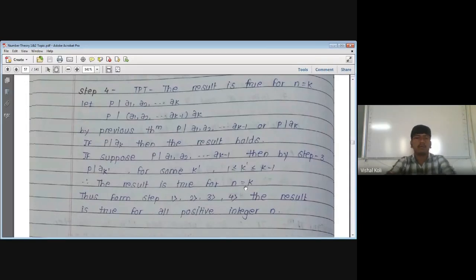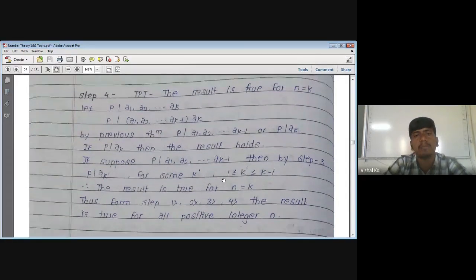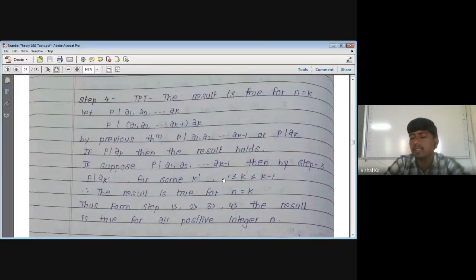From steps 1, 2, 3 and 4, the result will be true for any positive value of n. That is, if p divides a1 a2 up to so on an, then p must divide ak for k lies between 1 to n.